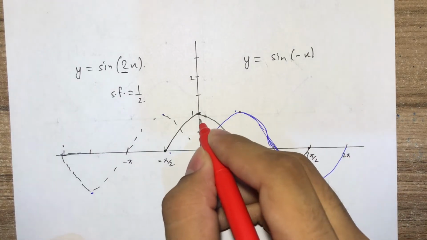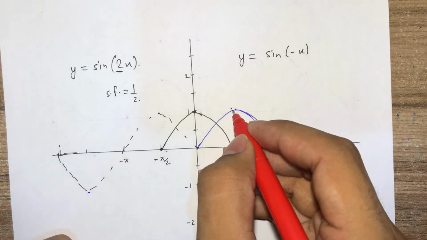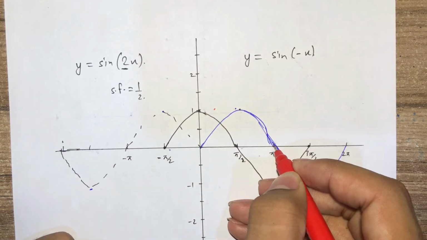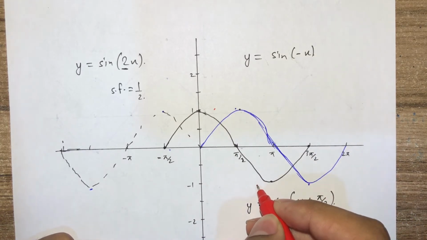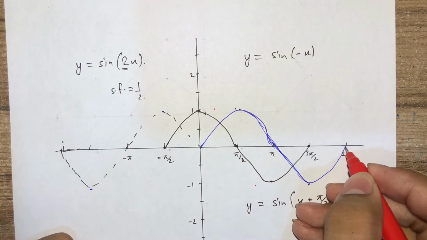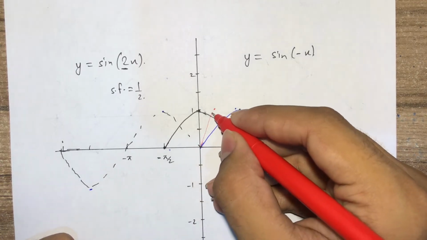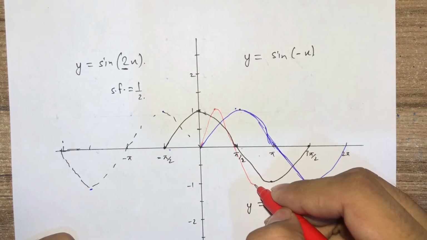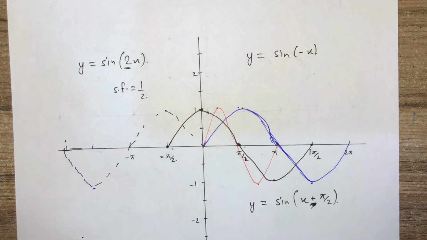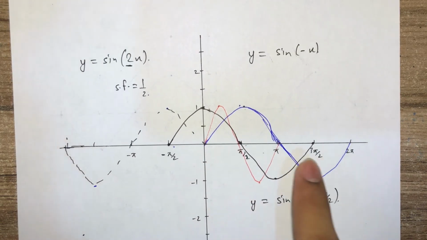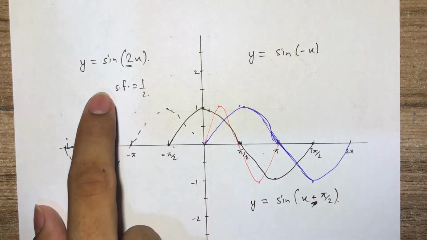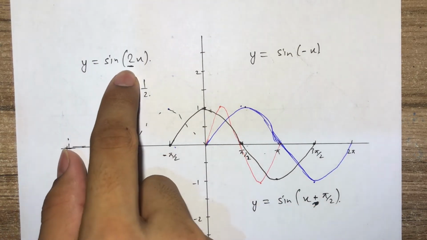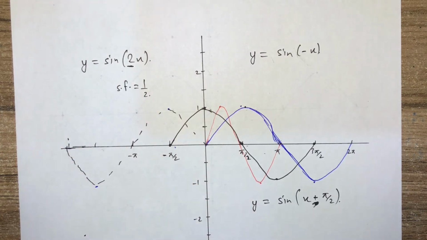So every point's distance from the y-axis will be halved because that's the stretch factor. So this point will move here, this point will move here, this point will move here, and then this point will move here. So we'll have this graph. Earlier the cycle was 2 pi radians, but now we can say that a cycle is pi radians. So horizontal stretch alters the cycles. If we have 2x, that means that the cycle will become half. If we have 3x, the cycle will become 1/3.